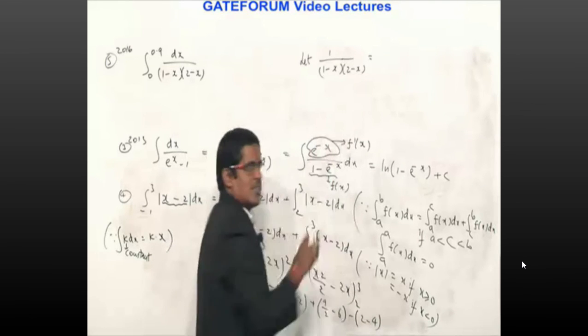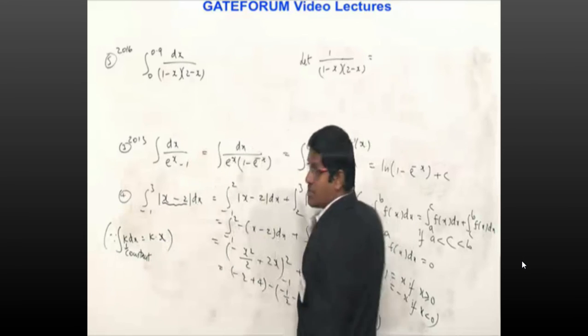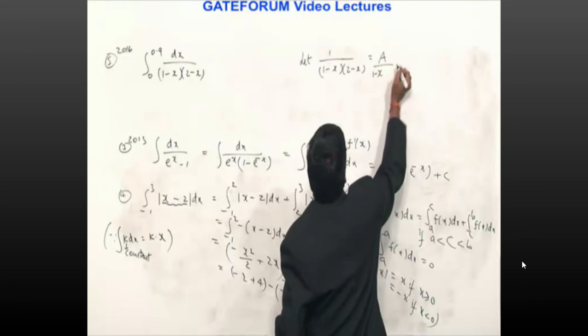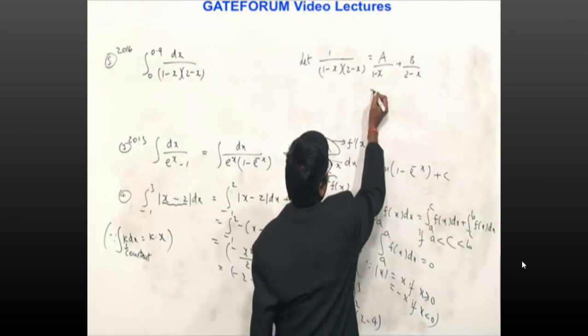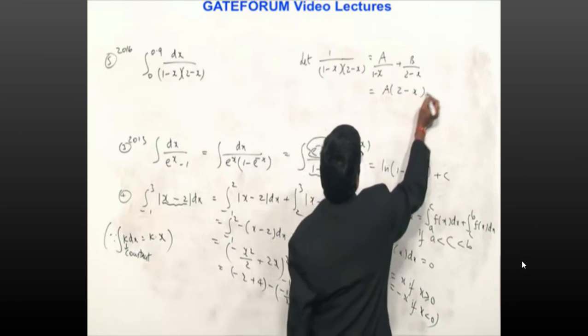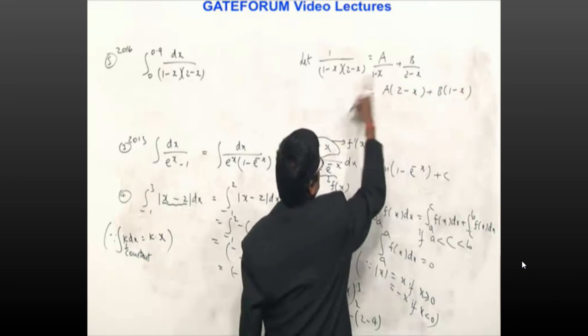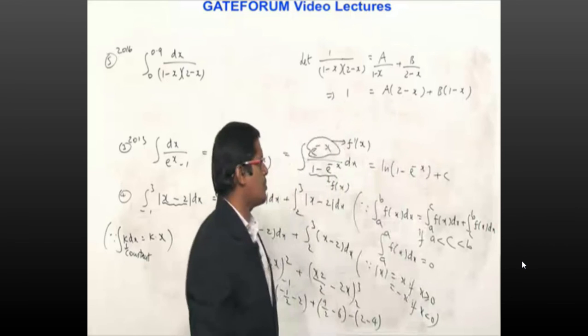Here both are linear factors, distinct, different factors. So the corresponding partial fraction, this is the 11th standard procedure, is A by 1 minus x plus B by 2 minus x. On the right side, take LCM: A into 2 minus x plus B into 1 minus x. Both denominators cancel, so we get 1 is equal to A into 2 minus x plus B into 1 minus x.